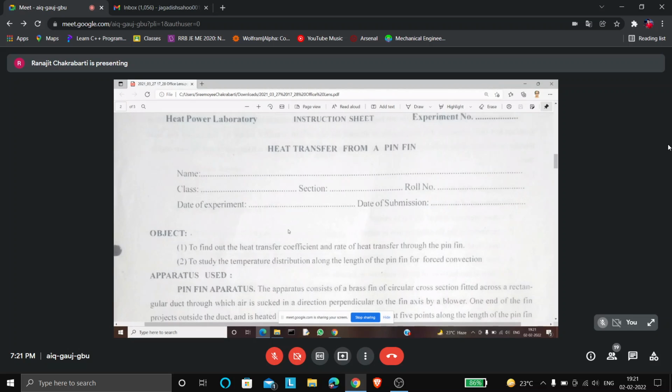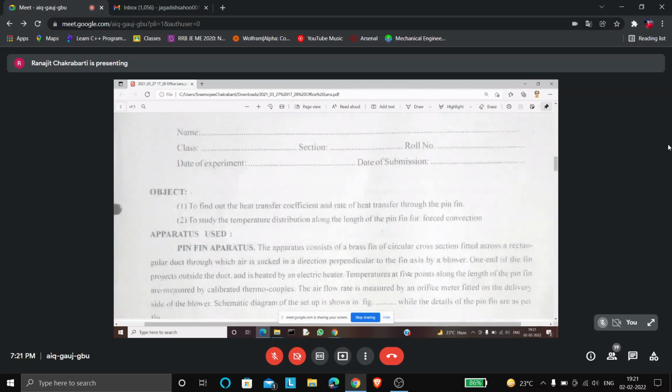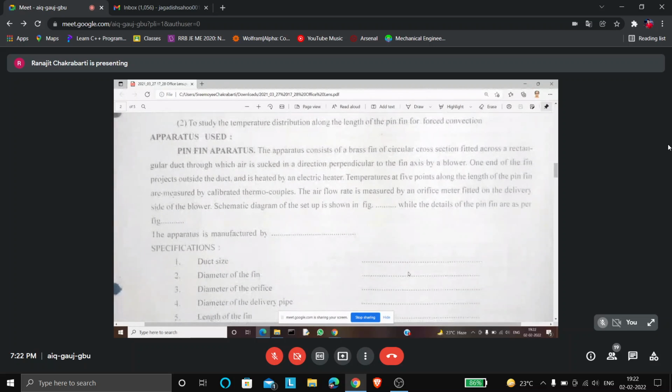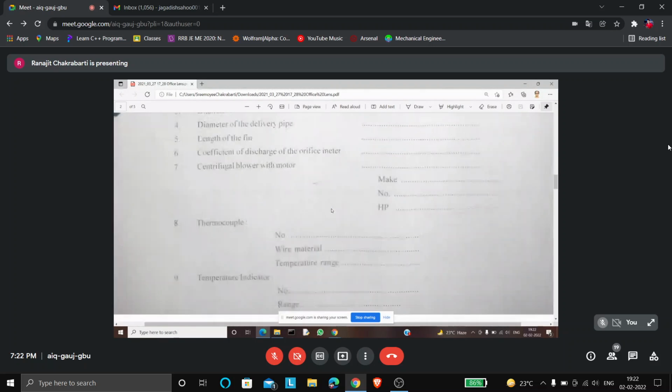Now we are interested to study the heat transfer coefficient. We want to find that out. This is one thing. Second thing is the rate of heat transfer through the fin. And also you want to study the temperature distribution along the length of the pin fin for forced convection. Now coming to the apparatus. They have explained the apparatus here. Okay, you can read it later at your convenience.